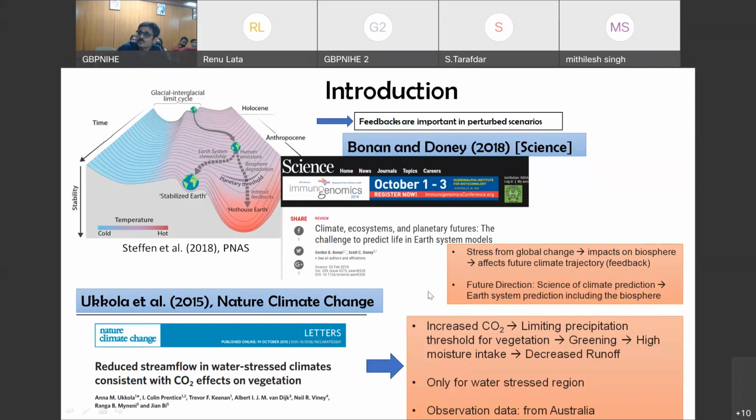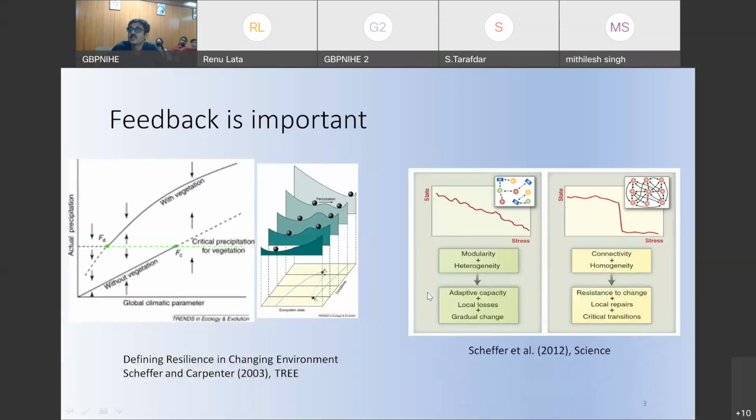Now, I'll tell you why land atmospheric interaction is important. There was a very nice paper by Schaefer and Carpenter long back in 2003. He wrote a very nice paper. What he is trying to say is why the land component is very, very important. And this is one of the very nice papers to really understand what is happening. I actually like this paper when I started reading about it.